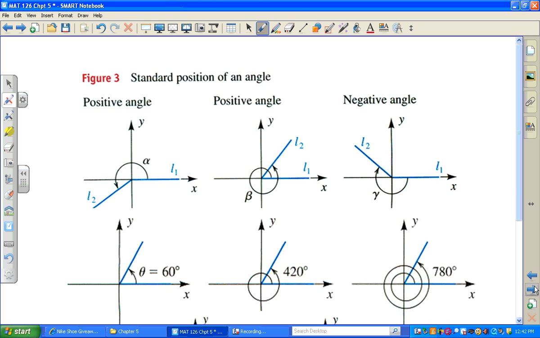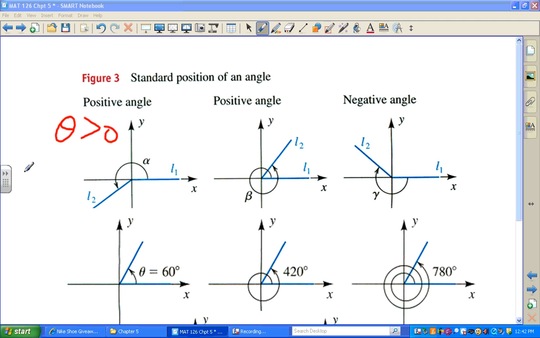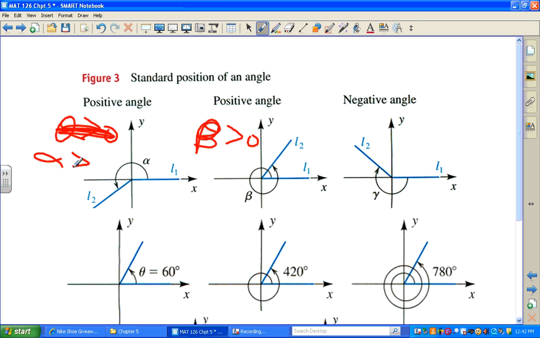So anyway, we've already talked about this: the positive angle, theta greater than 0, and the negative angle. Oh, they're using different letters. Sorry, I was using theta. Alpha. I forget what that one's called. I just call it Y. Anyway, those are all Greek letters.